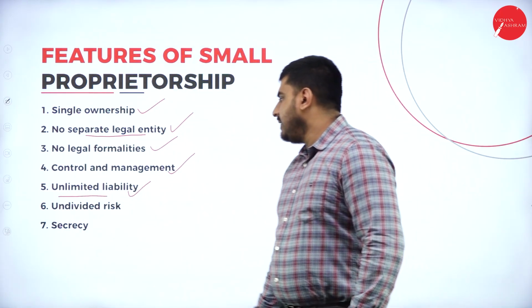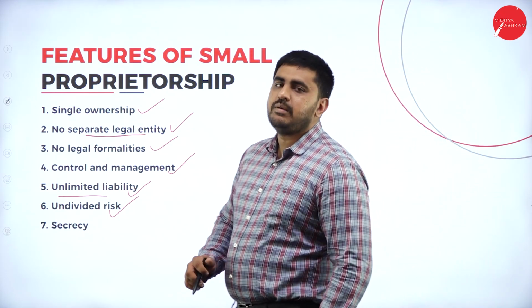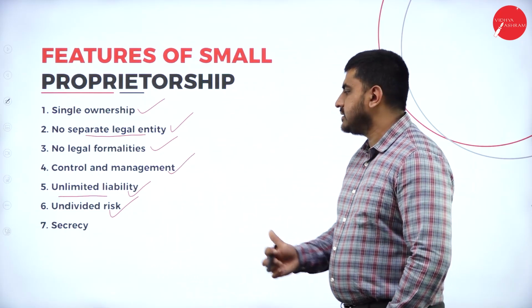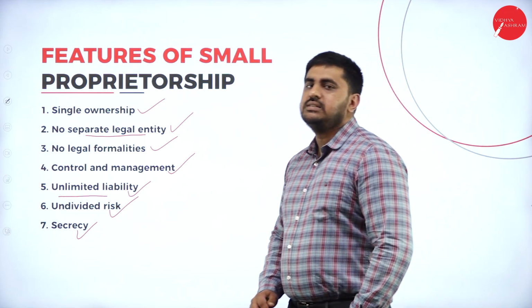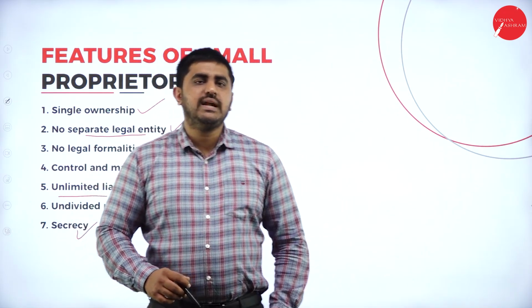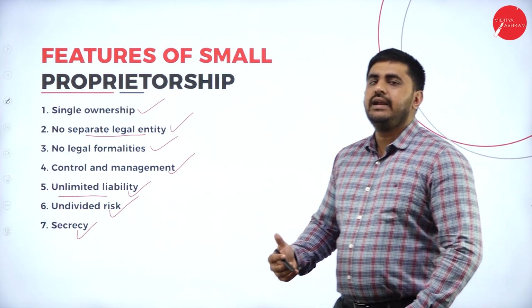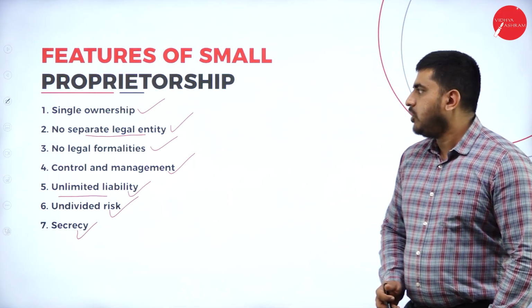Next, undivided risk. So obviously the risk is undivided because here only one person is responsible for all the risk. And secrecy, the business secrets are kept because only one person knows all the transactions of the business, the secrets regarding the ingredients of the product, etc. So these are the features of sole proprietorship.